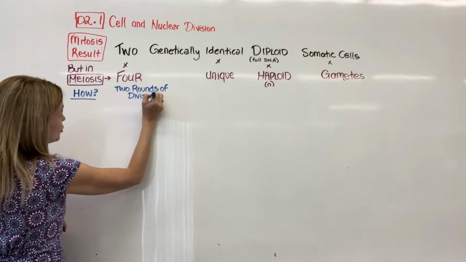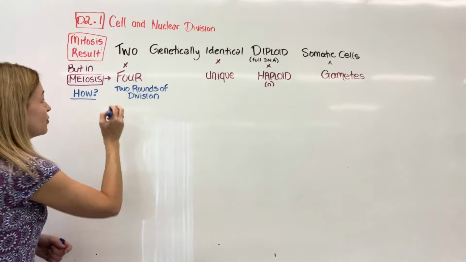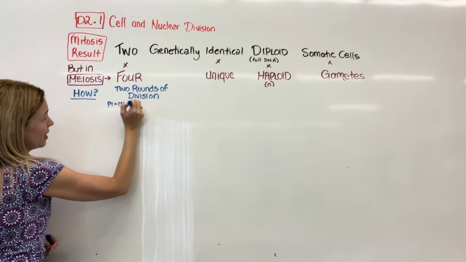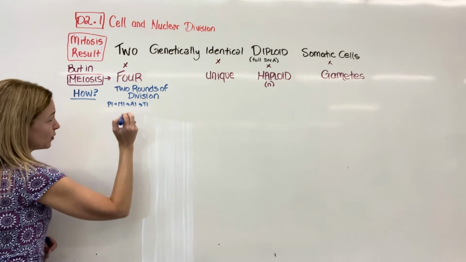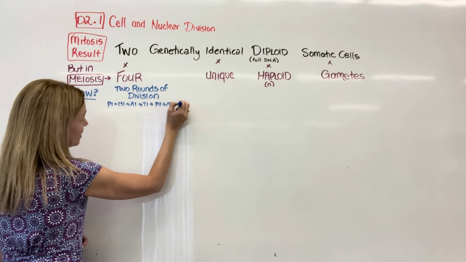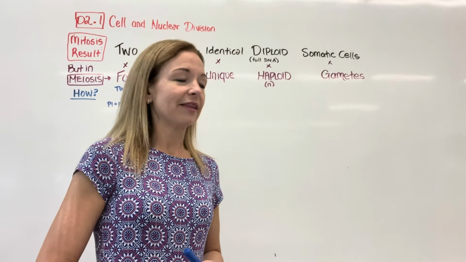So instead of doing one round, we're going to do two, and it literally goes through those same stages again. So it's going to go prophase 1, metaphase 1, anaphase 1, telophase 1, and then it's going to go prophase 2, metaphase 2, and so on. So it's going to go through PMAT twice to get there.